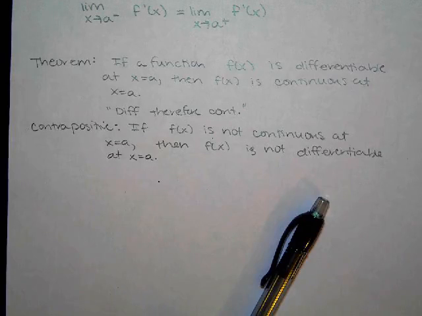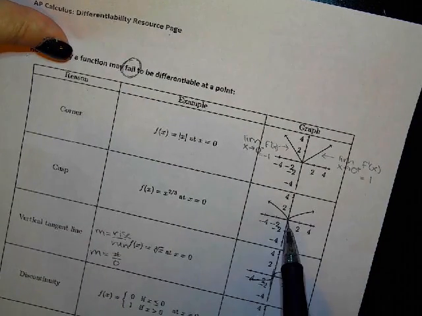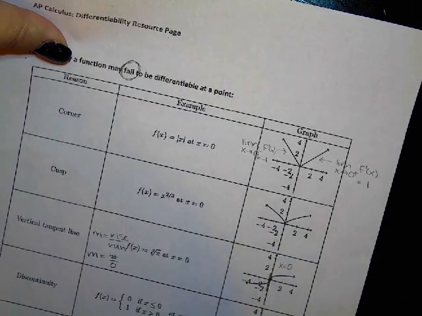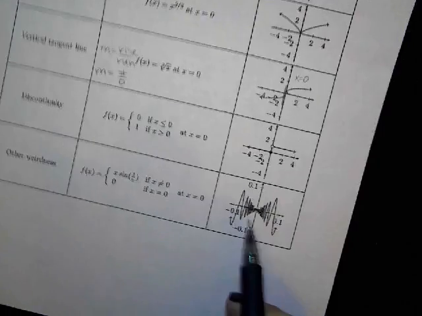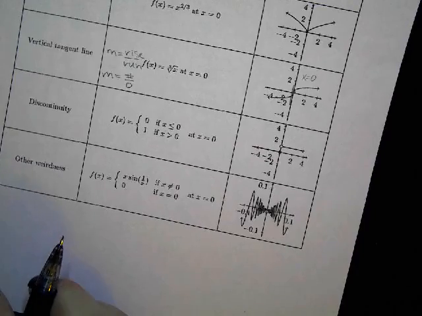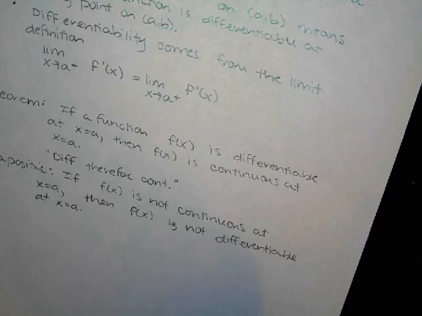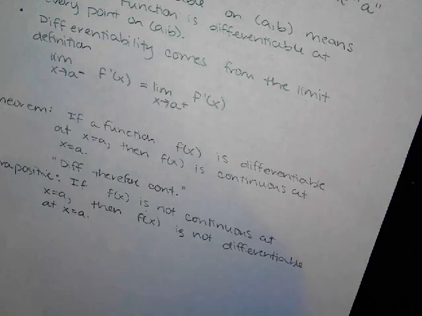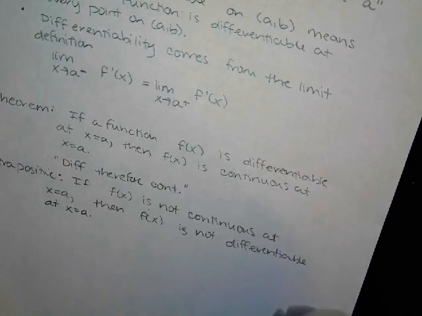If it is not differentiable, that doesn't necessarily mean it's not continuous, because we saw from that first example, these are both continuous, but they're not differentiable. So just because it's continuous doesn't mean it's always differentiable. You can have those corners, you can have those cusps, oscillating graphs, those are continuous, but they're not differentiable. So continuity doesn't mean that it has to be differentiable, right? But if it is differentiable, it is definitely continuous. If it is not continuous, it is definitely not differentiable. Does that make sense?